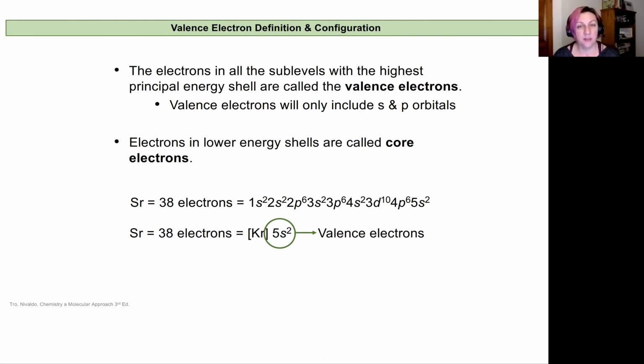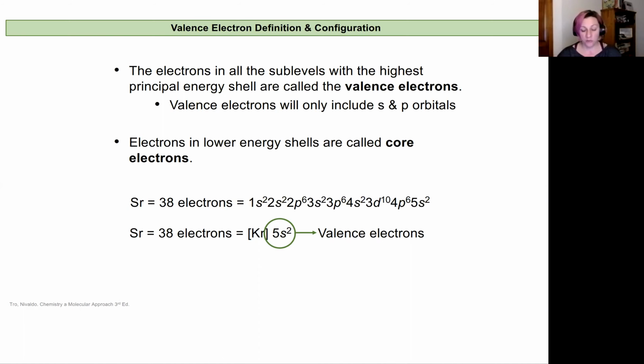I'd like to build a bit more on our ground state electron configuration, those lowest energy versions of how electrons will arrange themselves in an atom, and talk about valence electrons and their valence electron configuration. So electrons in all the sublevels that are in the highest principal energy shell are called the valence electrons.